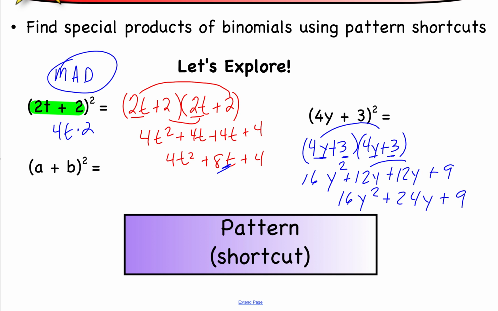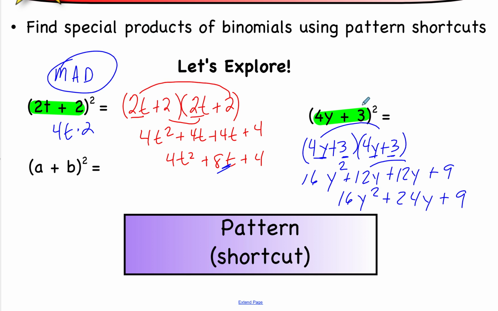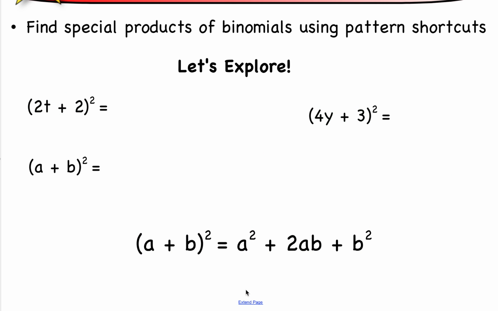Does it work for the other problem? Well, let's check this out. If we multiply 4y times 3, what does that give us? 4y times 3 gives us 12y, right? Then if we double it, we end up with our 24y. So here is our pattern shortcut. Here is what we need to see is happening with these problems. The shortcut is, if we have any binomial, two terms together, and it's squared, the shortcut is to square the first term, multiply the two terms together and double it, that's the 2ab, and square the last term.